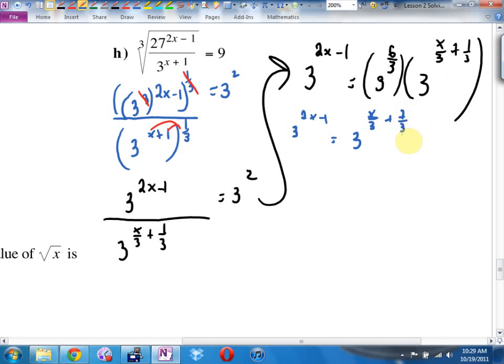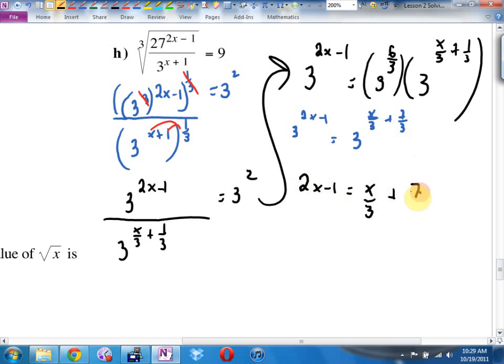By the way, have I done anything new so far? Nope, stubborn and clever. Do I have one base equals one base? Are my bases the same? Then I can equate the exponents. The equation I'm going to spend the rest of my time solving now is this bad boy: 2x minus 1 equals x over 3 plus 7 over 3.